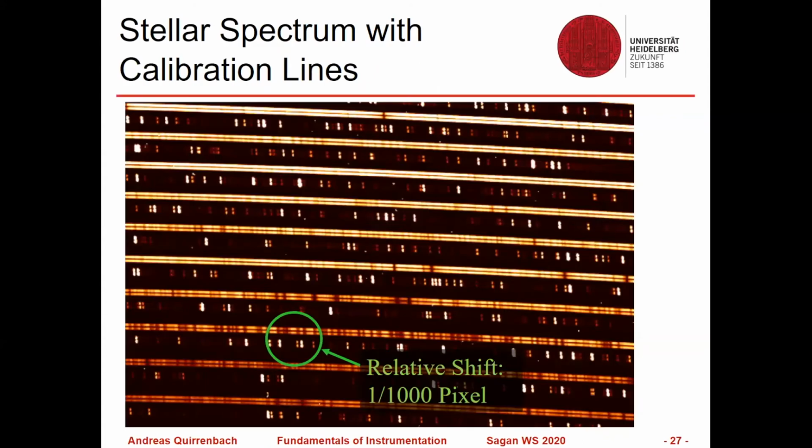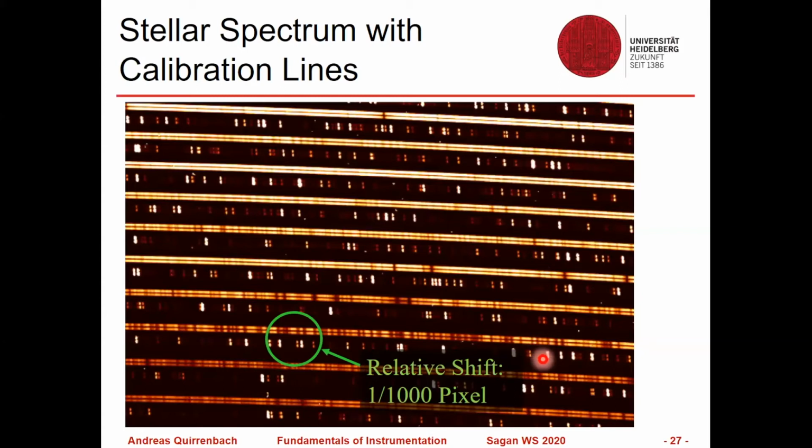What you observe looks like this. Here is the stellar spectrum. You see many stellar lines, and this is an exposure of a calibration lamp. Remember, the task is now to measure the shift between those two spectra with a precision of 1/1000th of a pixel. And we do this simultaneous calibration because it's virtually impossible to build an instrument that is so stable that the spectrum wouldn't move on the detector. 15 nanometers is a tolerance that is just unrealistic.